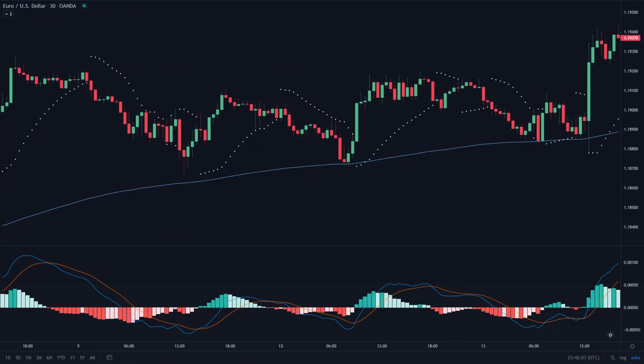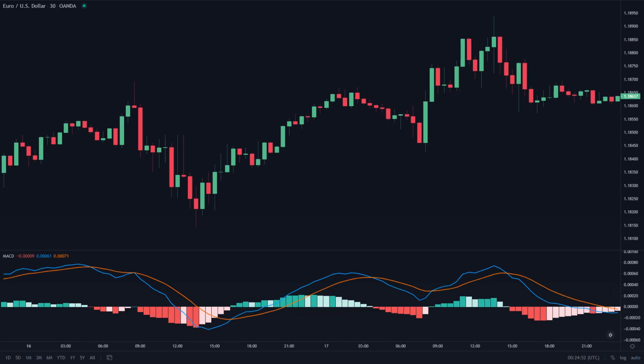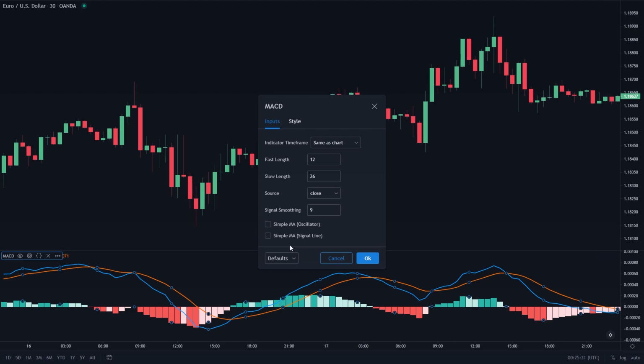So, for this strategy, we're going to use a combination of 3 different indicators: the 200 EMA, Parabolic SAR, and the MACD indicator. So first, let's start with the MACD because that will give us our main entry signal. The MACD is one of the most popular trading indicators that does a very good job of detecting momentum. For the settings, I'm going to leave it as it is and just use the default settings.